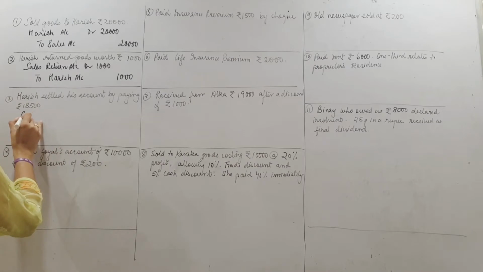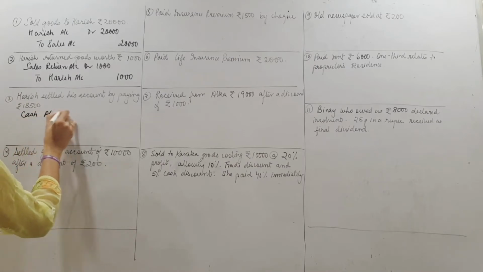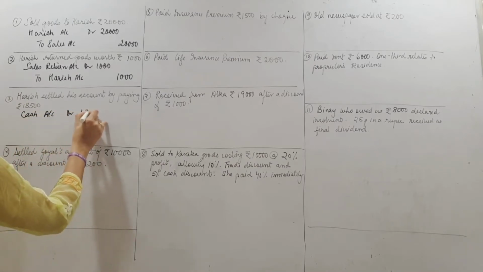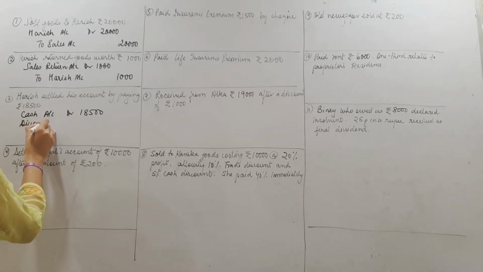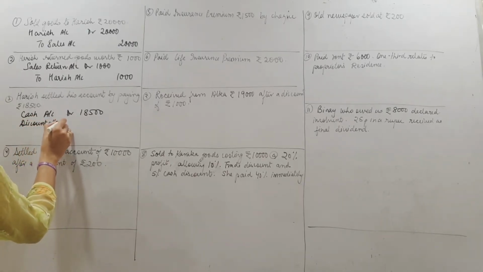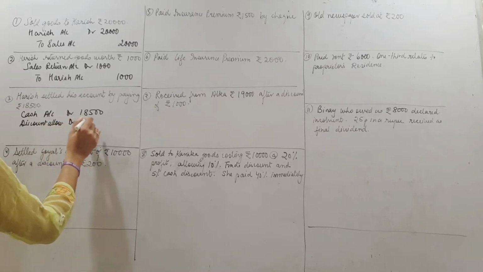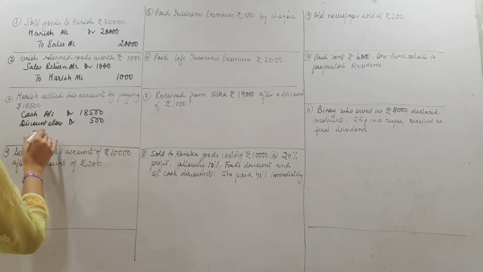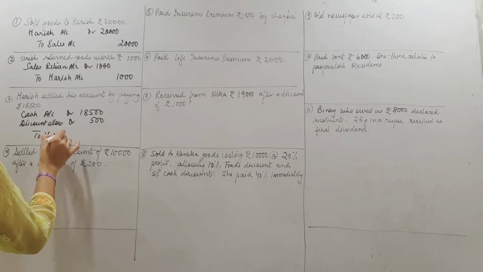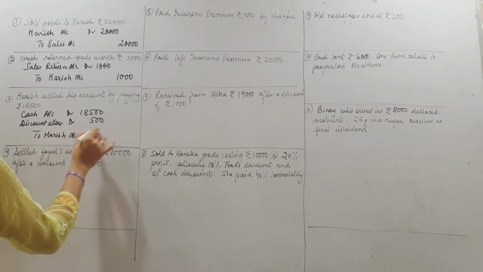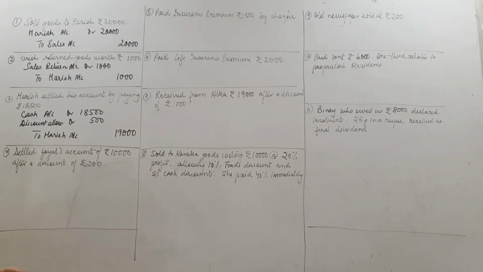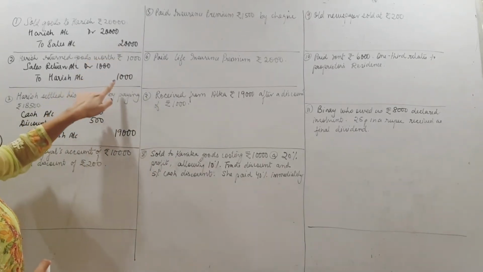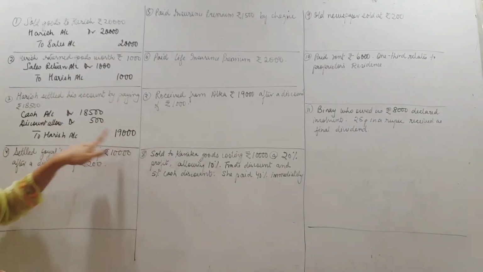So Harish is paying me. What is he paying me? Cash. Cash is an asset which is coming in. How much? 18,500. I have allowed him a discount. So discount allowed account debit 500, and I credit Harish the amount that was outstanding in his account, which was 19,000. Yes, 20 minus this 1, 19,000 credit.